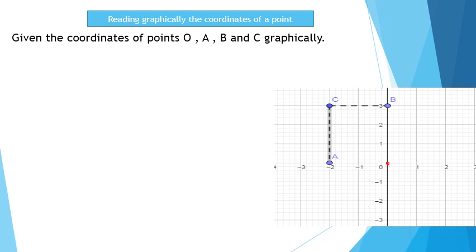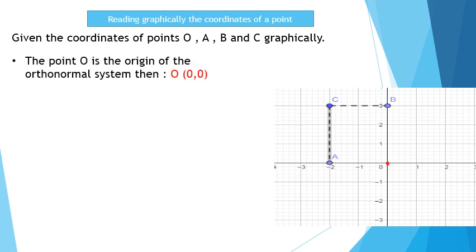What about point A? A belongs to the x-axis. It's on -2. So the abscissa of A is -2 and the ordinate is 0 because it belongs to the x-axis. Okay, we shouldn't go above to plot the point A. It's on the x-axis, so its ordinate is 0.